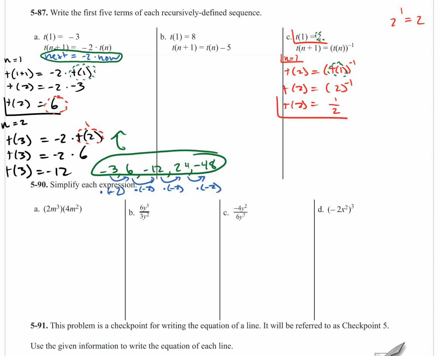Okay, to get our second term, if we plug in n equals 2, I put a 2 right here, and this becomes t of 3 equals t of 2 raised to the power negative 1. So the third term, t of 3, is just the second term raised to the power negative 1. Okay, so what does this do? This causes it to flip back to become 2 again.